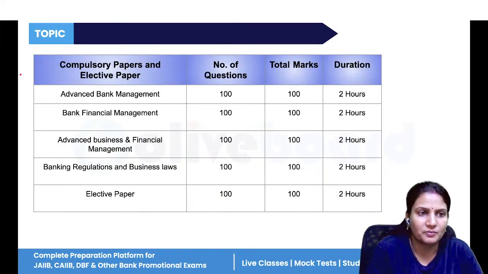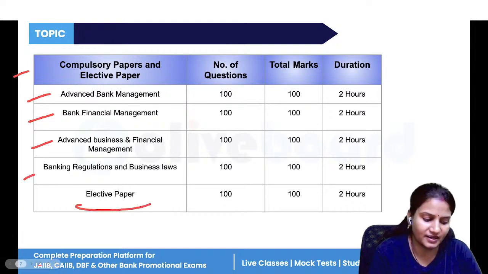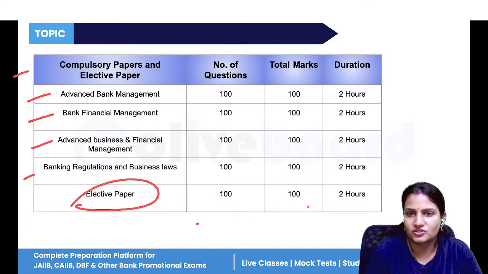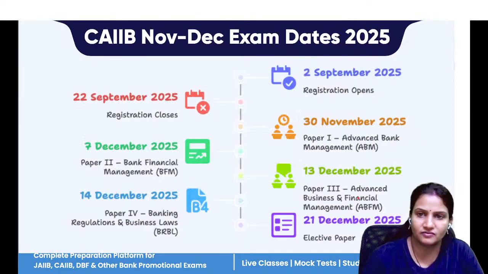Now, 4 compulsory papers are there: ABM, BFM, ABFM, BRBL, and the last is the elective paper. For every paper, the marks are 100, the number of questions may vary, and the duration is 2 hours.